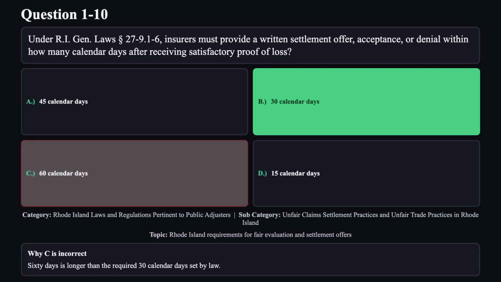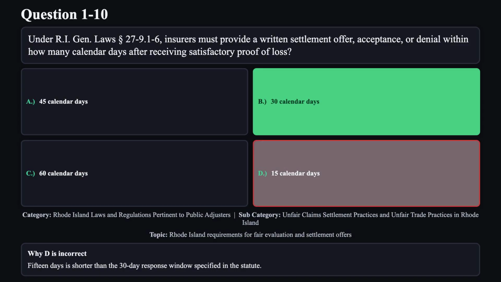Reason C is not correct. 60 days is longer than the required 30 calendar days set by law. Reason D is not correct. 15 days is shorter than the 30-day response window specified in the statute.